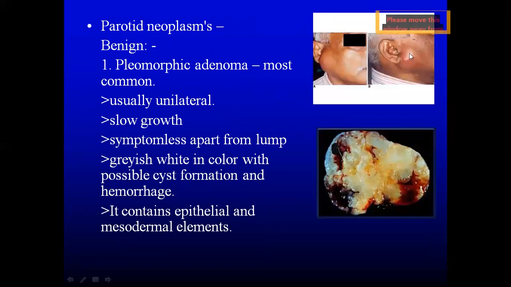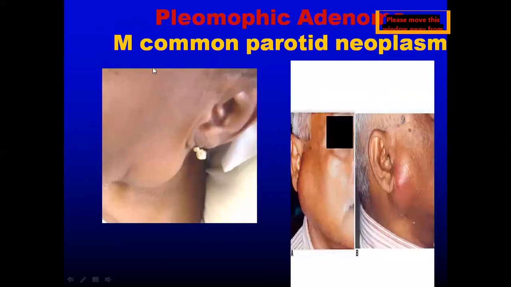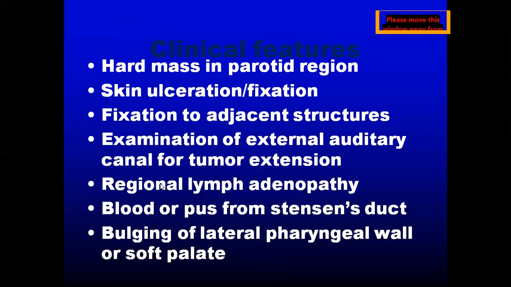The parotid tumors: if of short duration, you call it benign, and if of long duration, you call it malignant. Generally we see a hard mass in the parotid region. The skin may ulcerate. There may be fixation to adjacent structures. So examine the external auditory canal for tumor extension and regional lymphadenopathy, that is enlargement of lymph nodes. Blood or pus may be seen from Stensen's duct, with bulging of the lateral pharyngeal wall or soft palate.